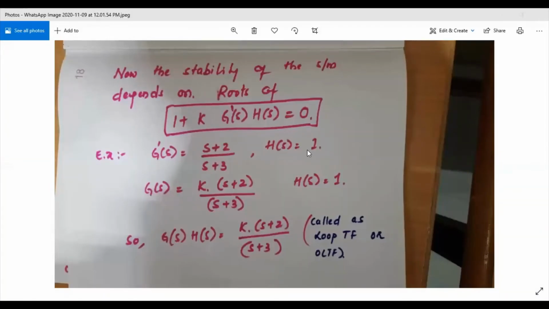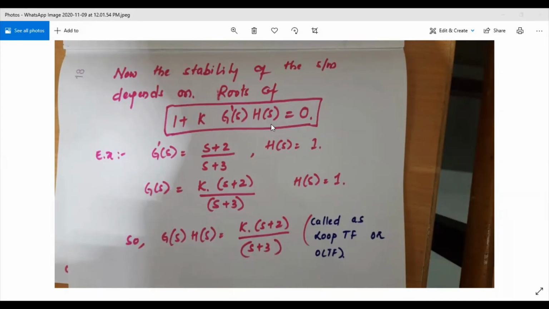Fine. So the next step is that the stability of the system depends on the denominator of the closed loop transfer function. The denominator of the closed loop transfer function is nothing but 1 plus k into g dash of s into h of s. So the roots of this denominator will decide whether it is stable or unstable.